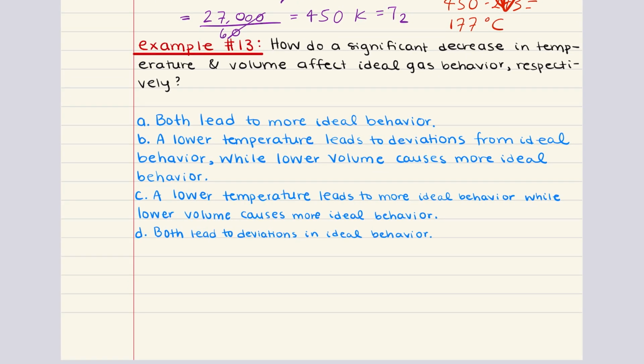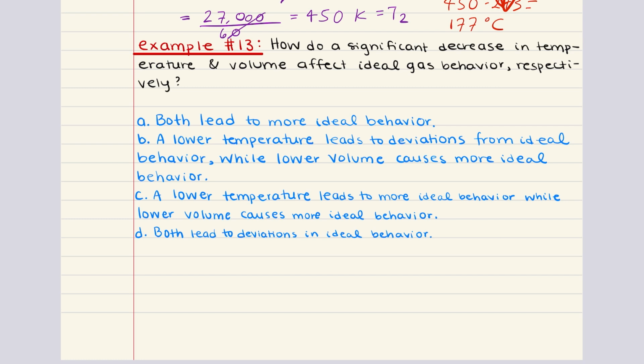13 says, how does a significant decrease in temperature and volume affect ideal gas behavior, respectively? A says both lead to more ideal behavior. B says a lower temperature leads to deviations from ideal behavior, while lower volume causes more ideal behavior. C says a lower temperature leads to more ideal behavior, while lower volume causes more ideal behavior. And then D says both lead to deviations in ideal behavior.